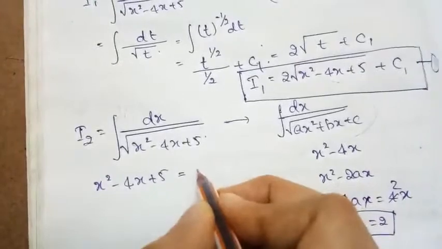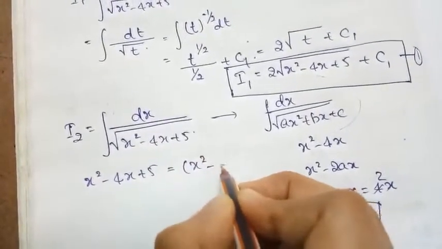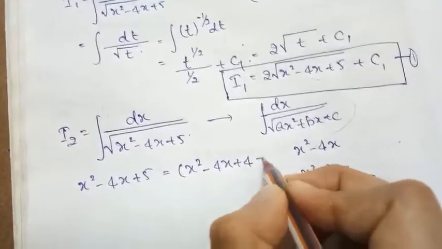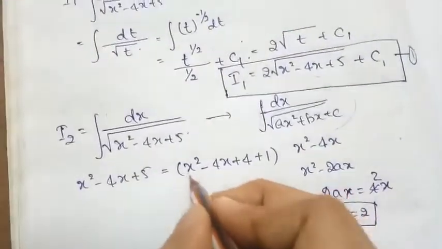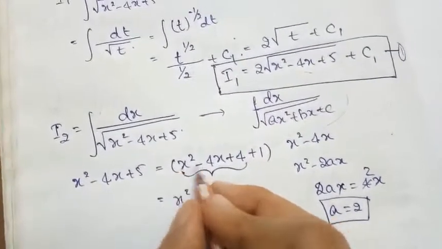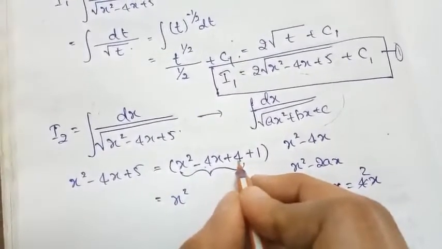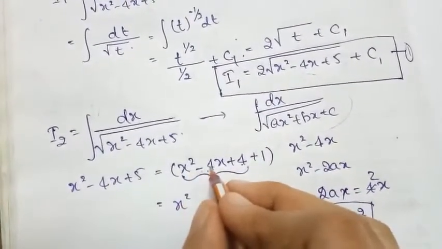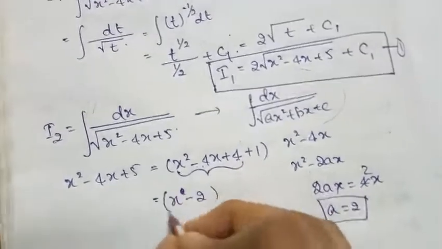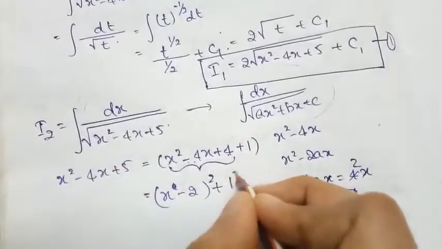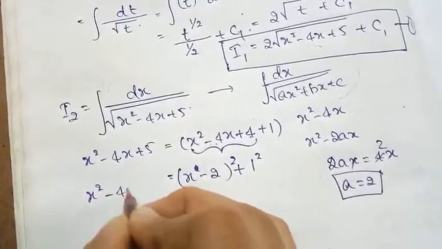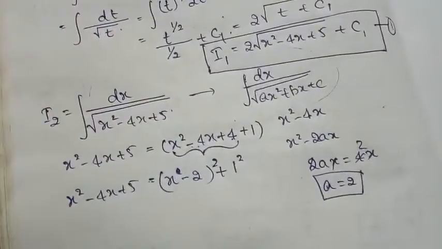So what I will do here, completing the square process, means x square minus 4x. I will split this 5 in such a way that plus 4 plus 1. Now I will consider this 3, what happens? x square minus 4x plus 4, so x square minus 2ax plus 2 square. So it is nothing but x minus 2 whole square plus 1 square. So this is the value of x square minus 4x plus 5.